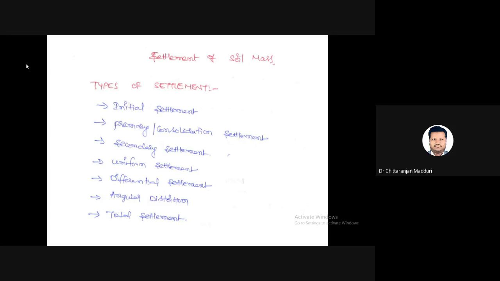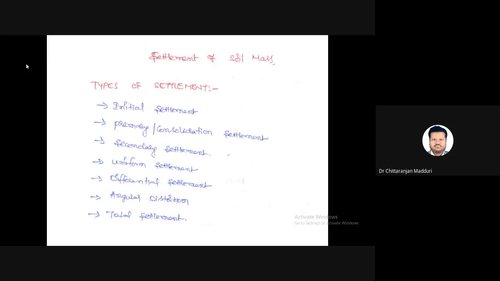The next topic is settlement of soil. Before discussing the settlement of soil, let me explain the different types of settlements. These are two more questions. We have many types of settlements here: initial settlement, primary or consolidation settlement, secondary settlement, uniform settlement, differential settlement, angular distortion, total settlement.